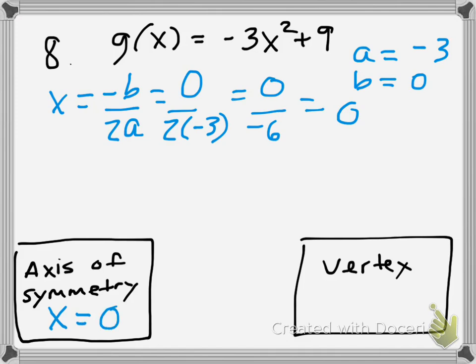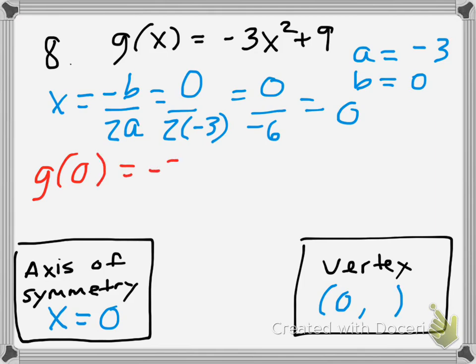Next, I need to find my vertex. Well, I already have half of my work done for me because the axis of symmetry represents the x-coordinate of the vertex. So the x-coordinate is 0. To find the y-coordinate, I take the x-coordinate and I substitute it in for x. So the correct notation to plug something in is saying g of 0 means I'm plugging in 0 for x.